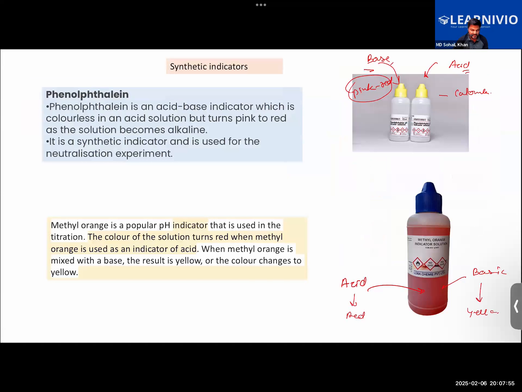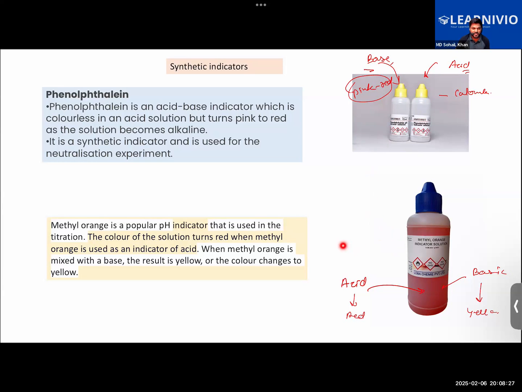Then you have some synthetic indicators. Respectively, you have two synthetic indicators: phenolphthalein and methyl orange. When we add acid to phenolphthalein, it remains colorless; it does not show any change. But when a basic substance is added to the phenolphthalein, it will turn pink to red, showing that the given substance is basic in nature.